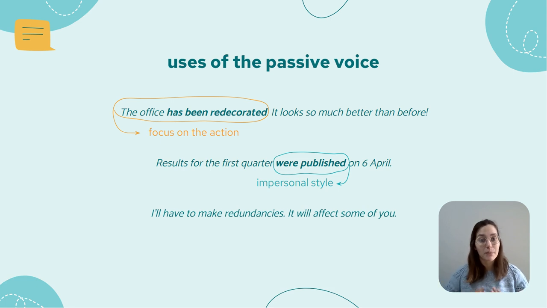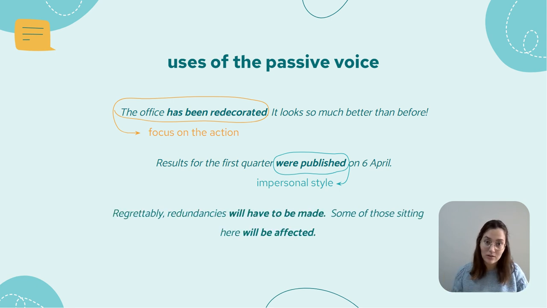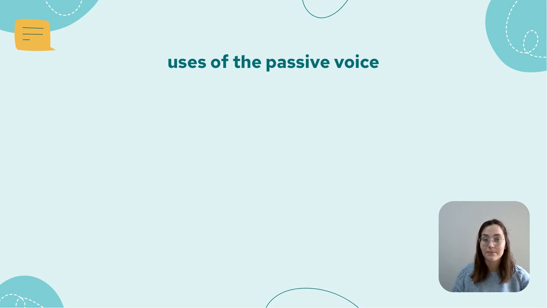The passive appears and helps achieve this impersonal style and soften, in this case, the message. And so I say, regrettably, redundancies will have to be made. Some of those sitting here will be affected. So it's evident and it's obvious, we all know that someone will make these redundancies, but we are not putting that into focus. So I'm creating this distance.